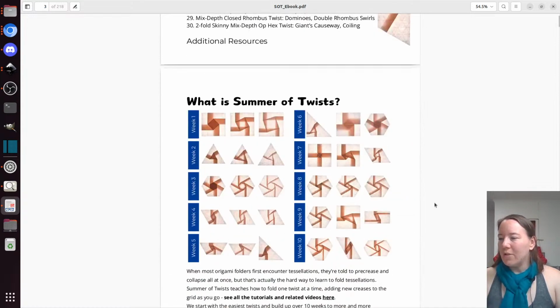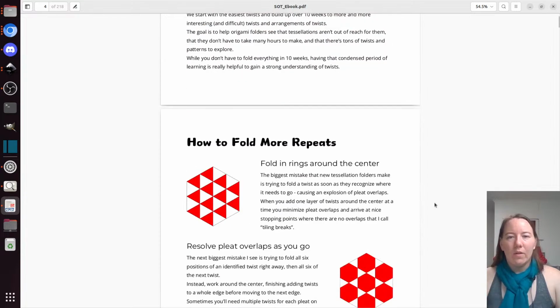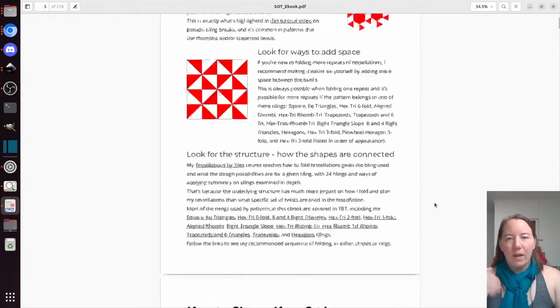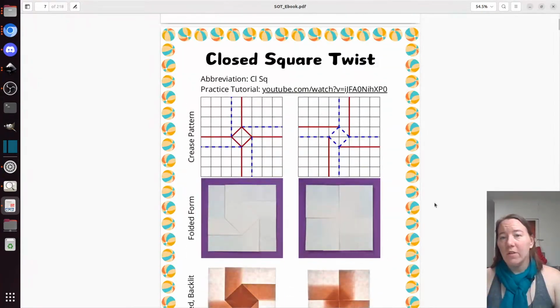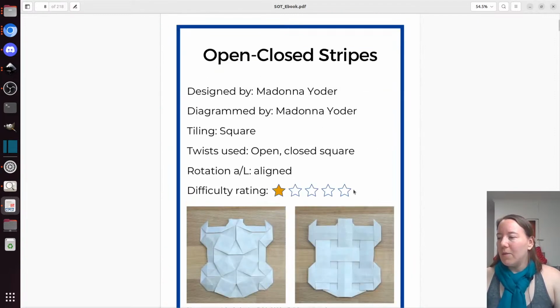So as you go through, you see like the beginning instructions, introduction to the closed square twist, and here we see, okay, in my crease pattern files, I'll tell you this is in the square tiling.